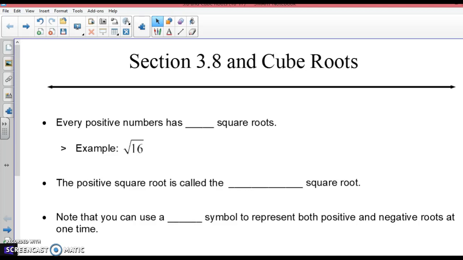Right, this is the second lesson in the first unit. It's section 3.8, and we're adding cube roots to it. Every positive number has two square roots.